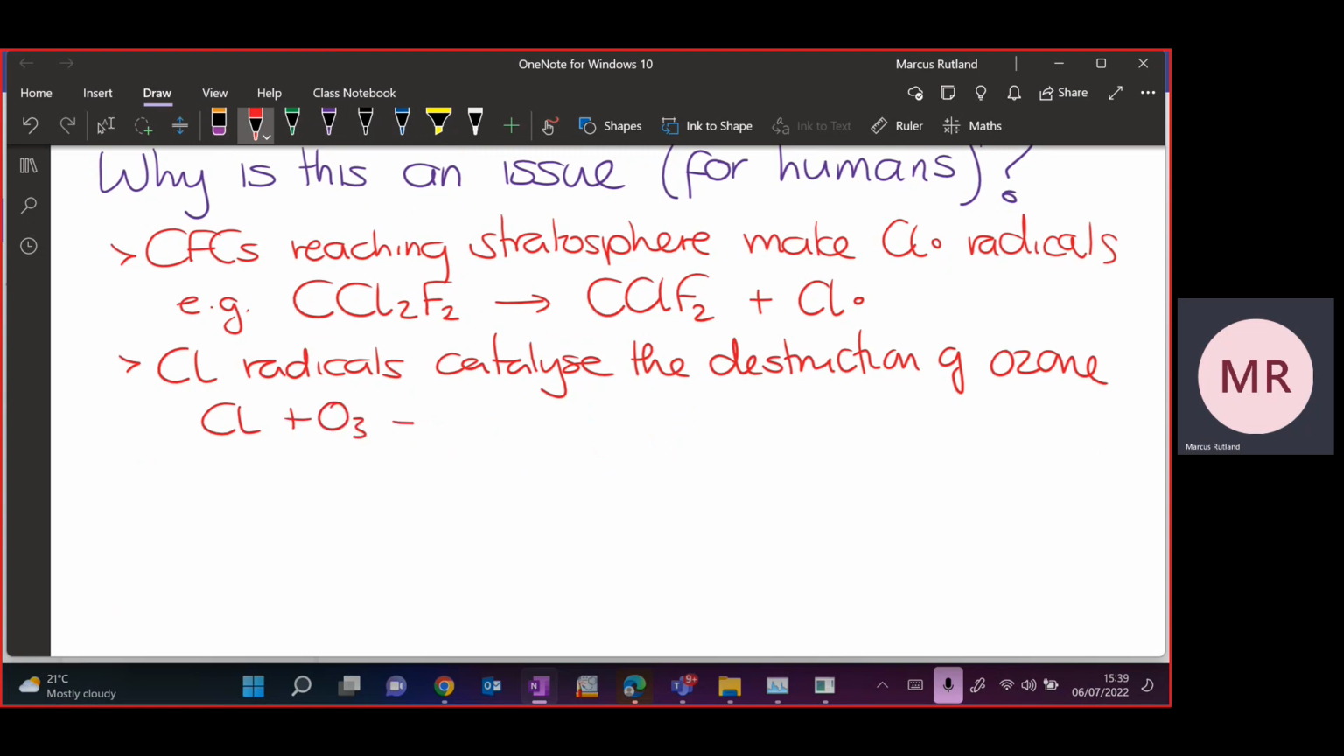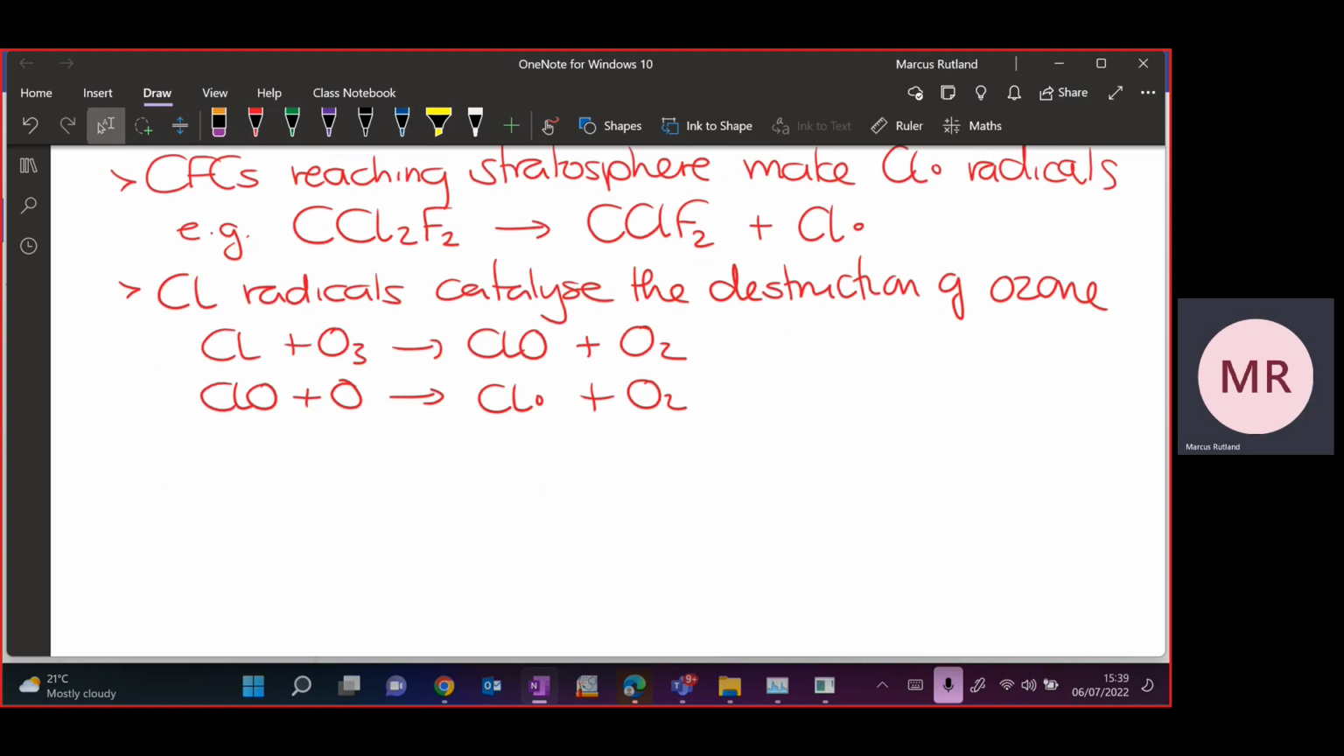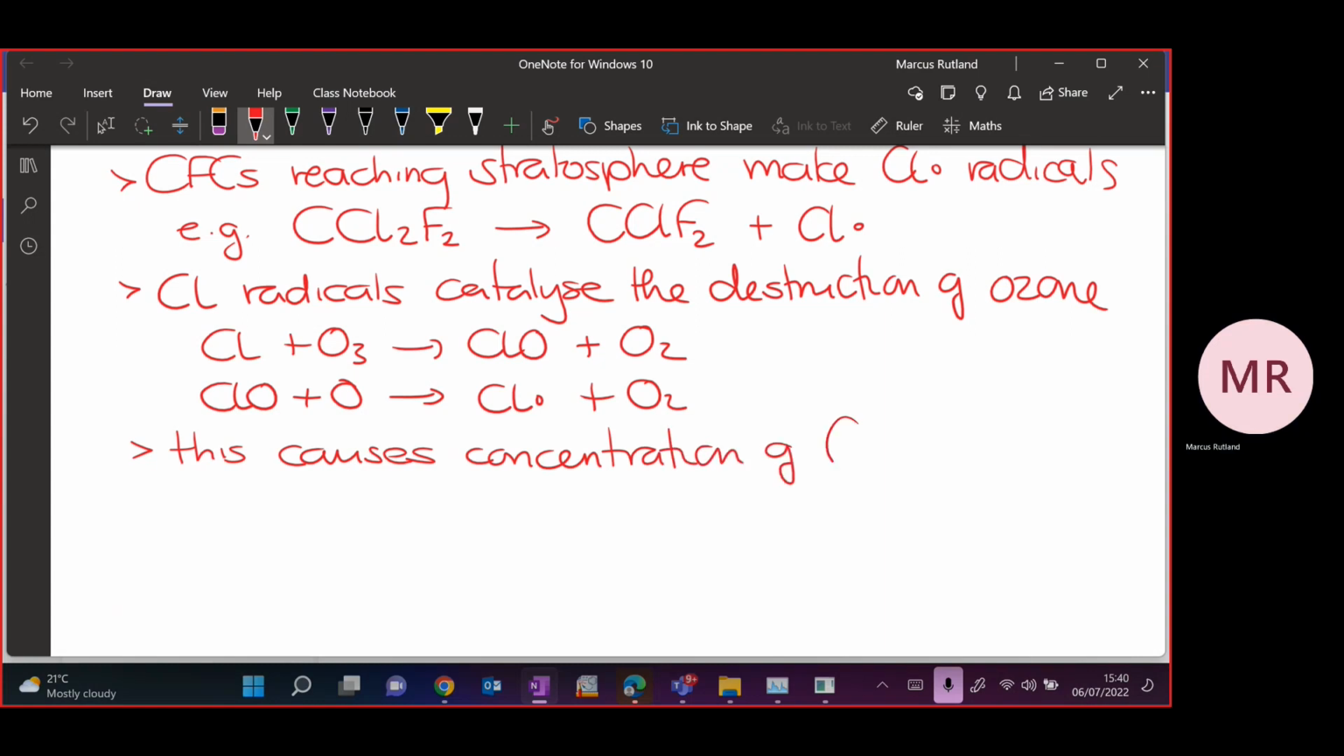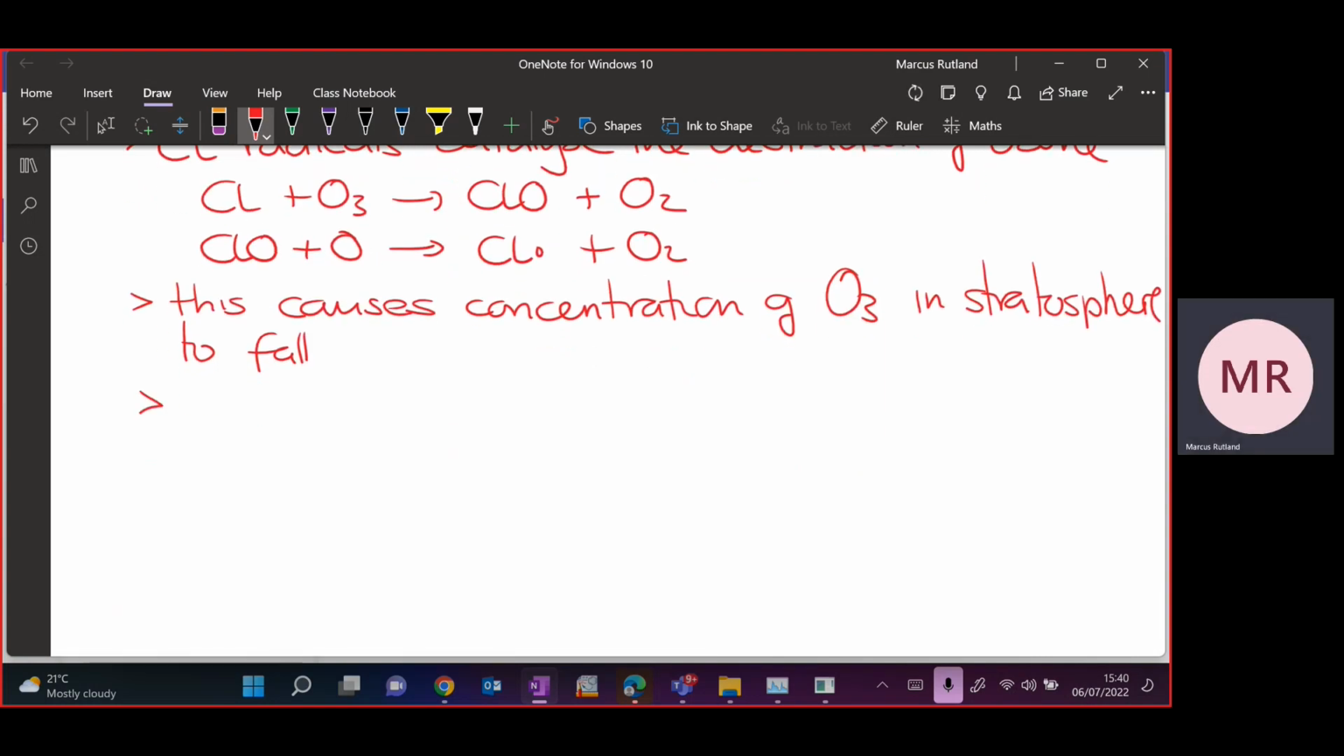Cl plus O3 goes to ClO plus O2, and then ClO plus an oxygen atom regenerates the Cl and another O2. And so then you can make the point this causes the concentration of ozone to fall in the stratosphere. So what? So less high energy UV radiation from the sun is absorbed.